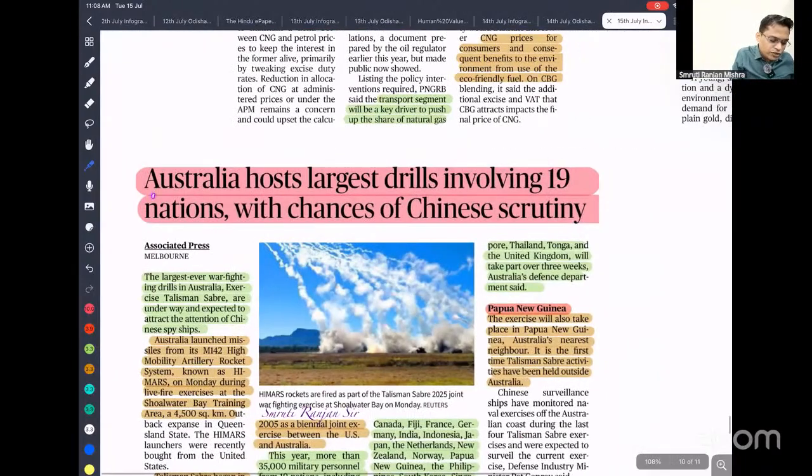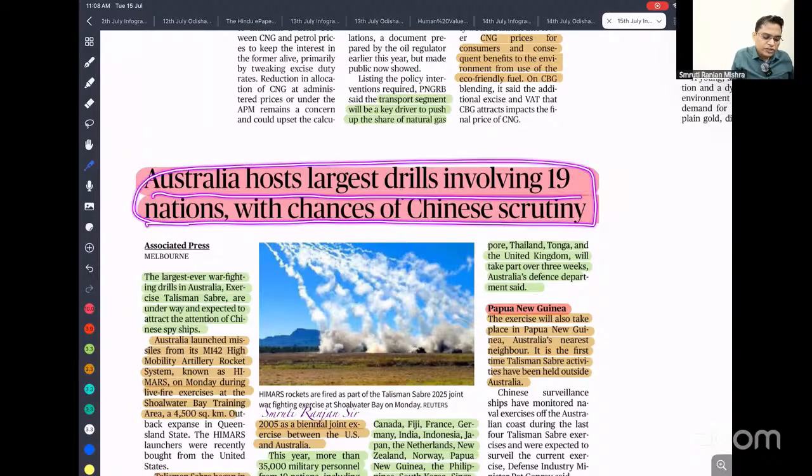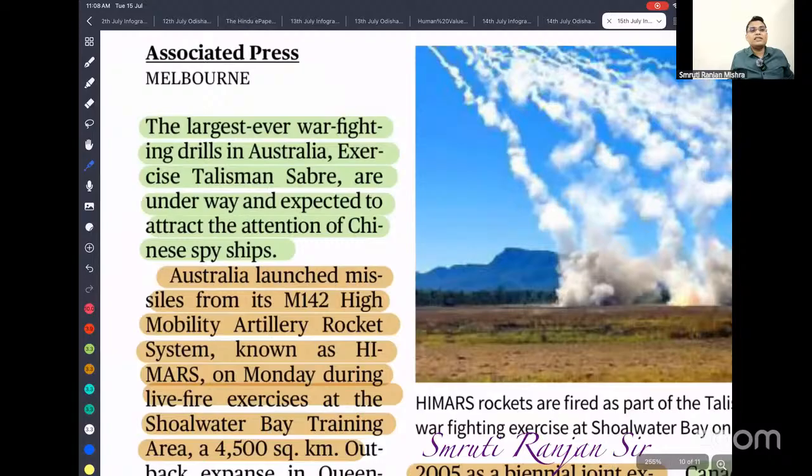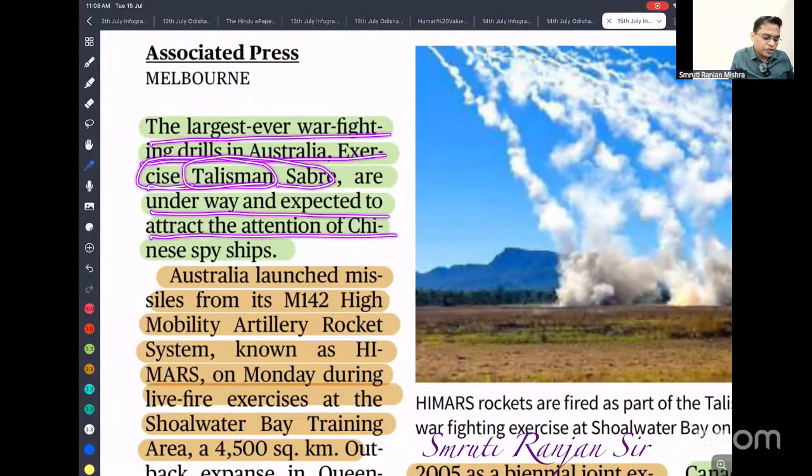The next is: Australia hosts its largest drill involving 90 nations, with the chance of Chinese scrutiny. So you have to remember, recently there is a military exercise that has been going on in Australia. The largest ever war-fighting drill in Australia is called Exercise Talisman Sabre. Talisman Sabre is underway and expected to attract attention from Chinese spy ships. So whatever is going on in Australia, Chinese ships are watching from a distance and also tracking their activity.